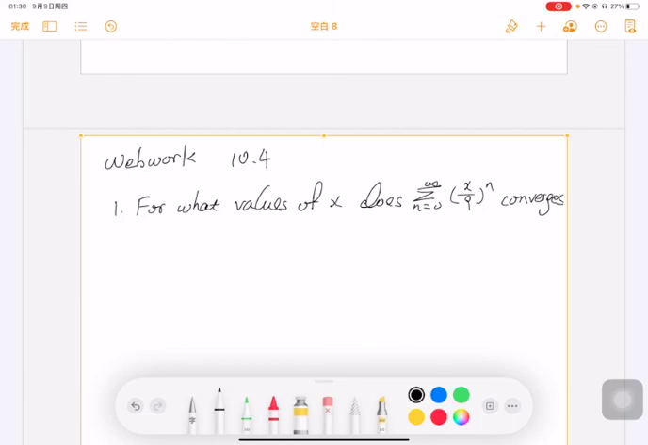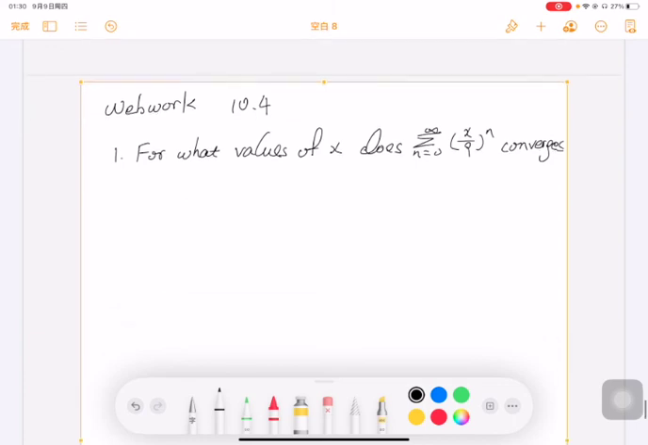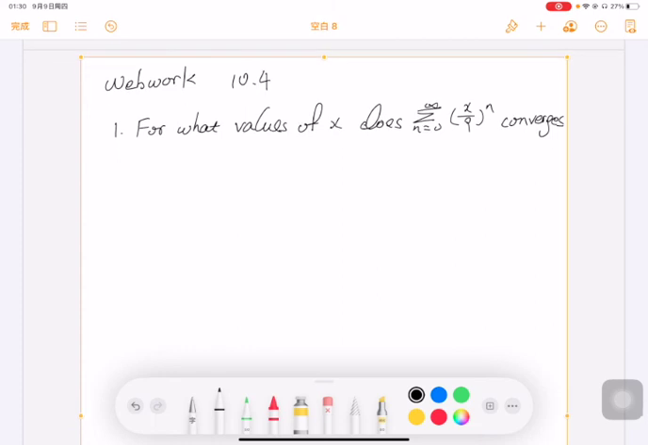In the class, we did problems like, does a series converge? We didn't really say for what values the series converges. So here I'm just going to go over this problem.